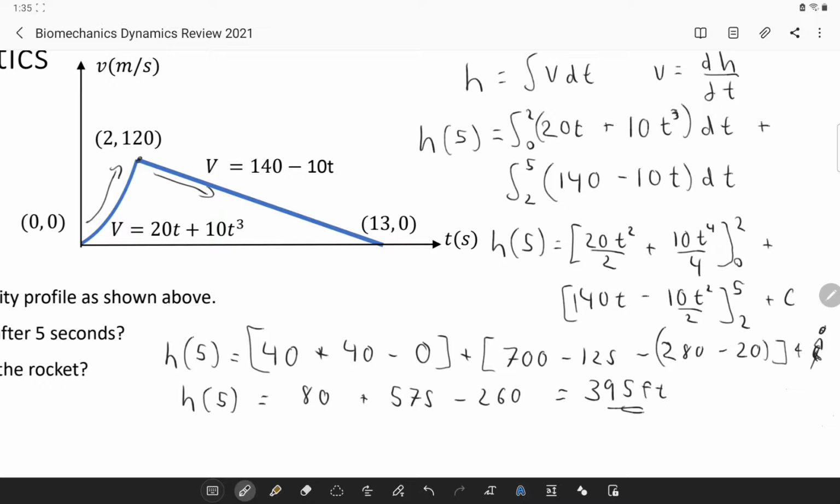So that should be the answer for our first part. Basically, what this is telling us is that the rocket traveled up 80 feet in the first 2 seconds, and then it went up another 315 feet in the last 3 seconds of what we were looking at, because it was at higher velocity for a longer duration in that last 3 seconds. Really, it's just the area under this curve up to that point.